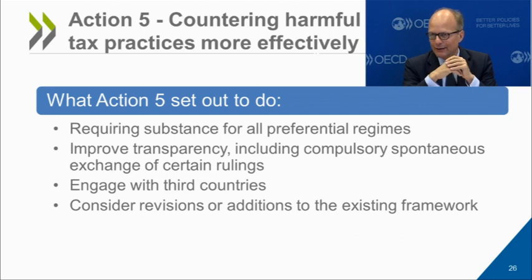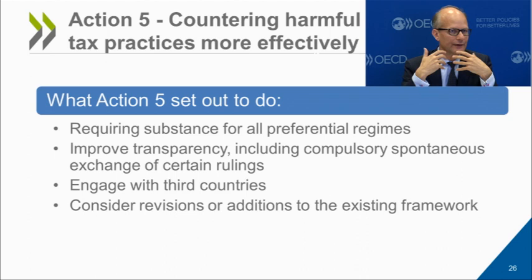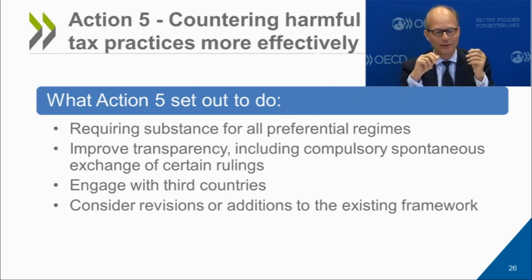What did we set out to do in Action 5? And that's what it says in the action item. We required substance for all preferential regimes. We said that we are going to improve transparency, including compulsory, spontaneous, or as Pascal has called it, automatic exchange of certain rulings. We were going to engage with third countries outside the OECD and the G20. And we were going to consider revisions or additions to the existing framework of harmful tax practices as it was developed in the 1998 report.